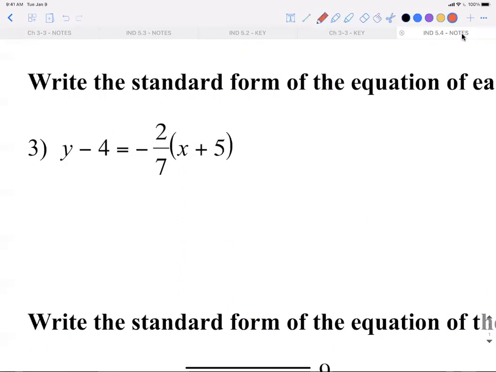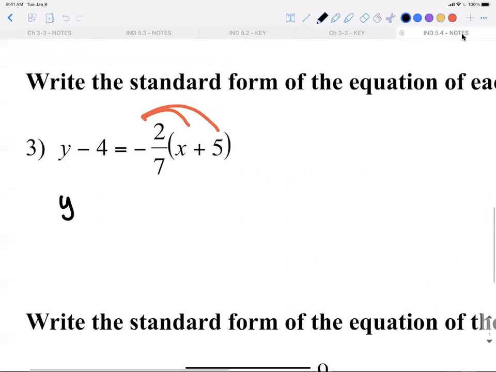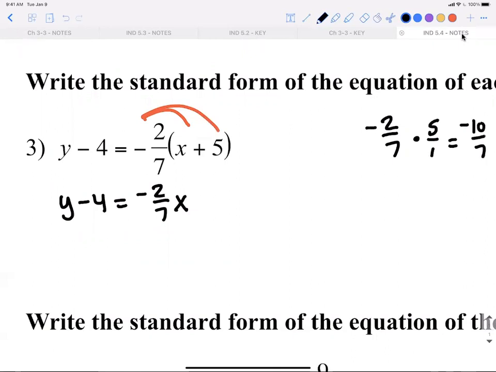All right, so we are going to distribute. We always get rid of parentheses before we do anything else. So we have y minus 4 equals -2/7 times x. Just write it like that because we know it's okay to have a fraction in front of that x. And then if you need to, out to the side, you've got -2/7 times 5/1 equals -10/7. If it helps you to take this -2/7 times 5 and go out to the side and work it, that's fine. But you end up getting a -10/7.